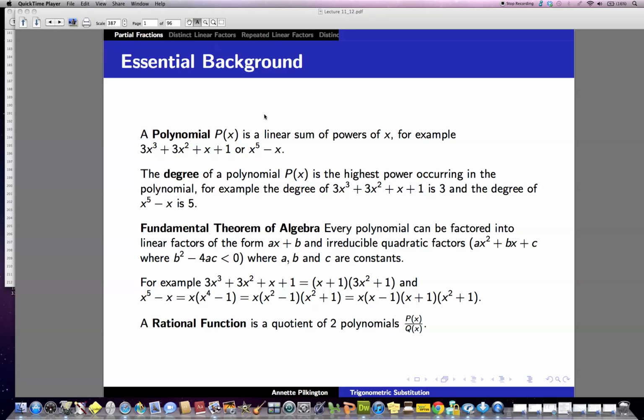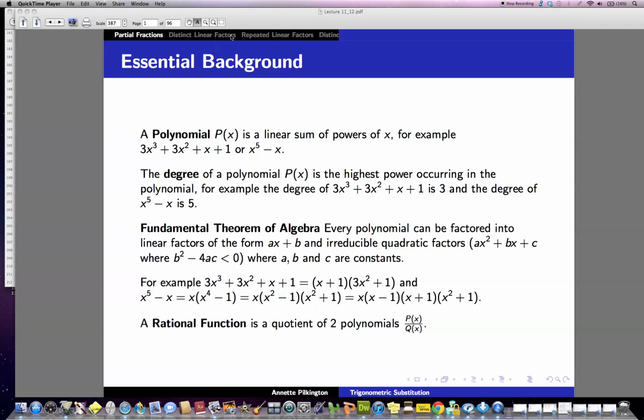Lectures 11 and 12 are about the method of partial fractions, and this we can apply to rational functions. In order to integrate rational functions, we create something called a partial fractions decomposition for it, which is much easier to integrate. Before you study this method, you might want to review some of your pre-calculus.